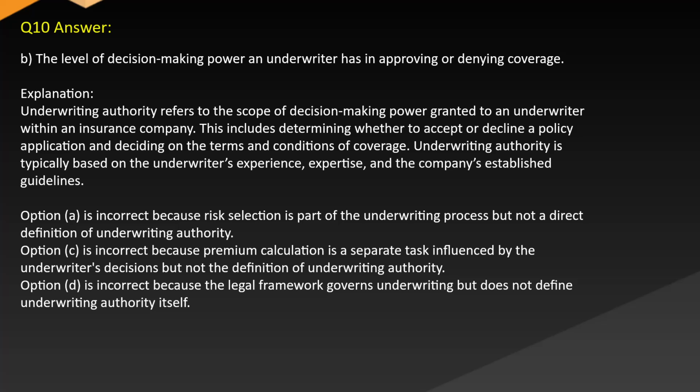Option A is incorrect because risk selection is part of the underwriting process but not the direct definition of underwriting authority. Option C is incorrect because premium calculation is a separate task influenced by the underwriter's decisions but not the definition of underwriting authority. Option D is incorrect because the legal framework governs underwriting but does not define underwriting authority itself.